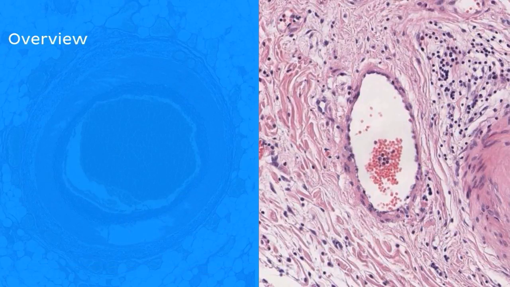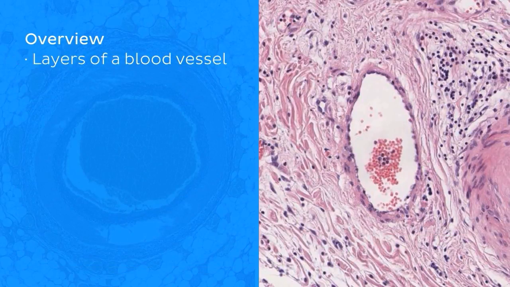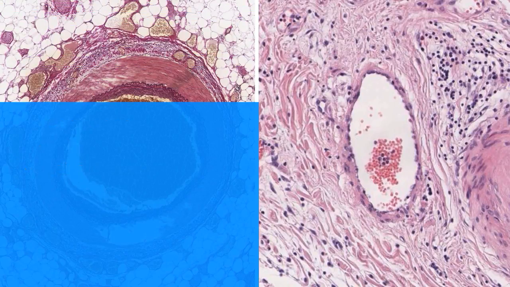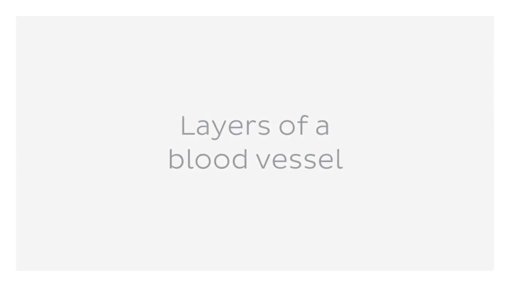In this tutorial, we'll be looking at the layers of a blood vessel and the various components we find in these layers. From there, we'll look at the types of arteries, capillaries, and veins, and finish off with the clinical note, where we'll look at atherosclerosis. Without further ado, let's take a closer look at the layers of a blood vessel.